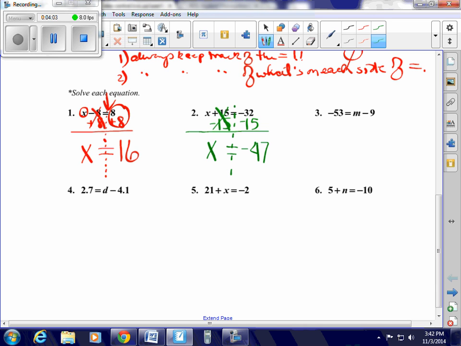Number 3 looks a little bit different, because m is now on the right side of the equal sign, but it doesn't change the rule. The rule is cancel out the number that's with the variable. I have a 9 that's on that side of the equal sign. I want to cancel it out, so I need to do plus 9. Well, I go to the other side of the equal sign and I do the same thing, and I get negative 44 is equal to m.